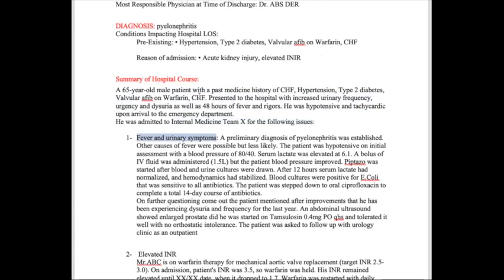patient received. Like, our patient presented with fever and urinary symptoms, and he most likely had pyelonephritis. His blood pressure was a bit on the low side. He got some fluids and he improved.